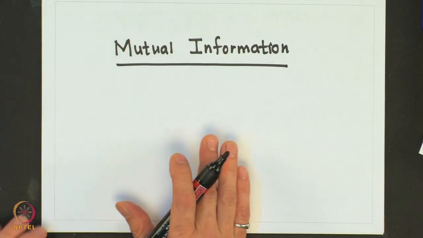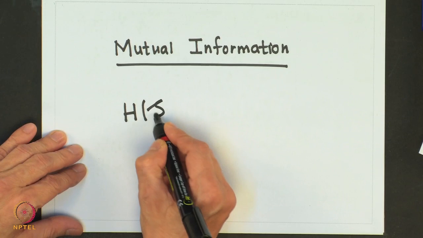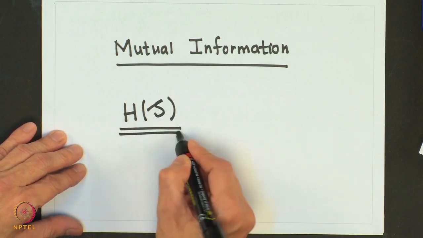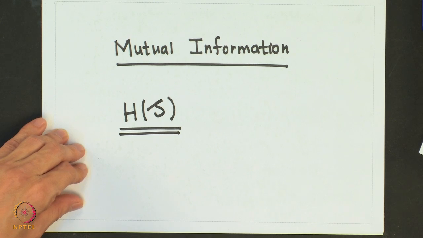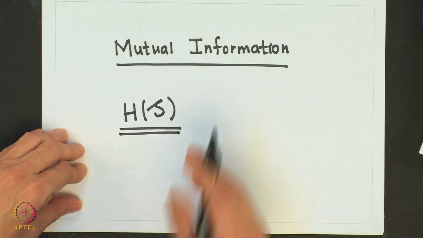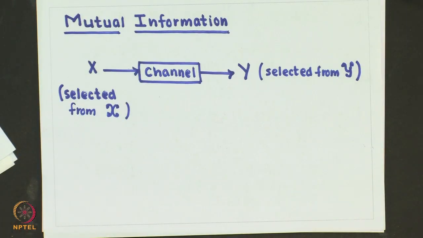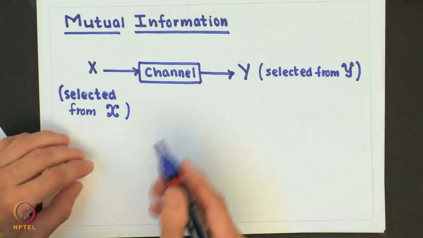Basically, it tells us what is the uncertainty of the input symbol after I have observed the output symbol. So, remember, before the transmission starts, the uncertainty about the input symbol is given by this quantity, that is the entropy of the source. And now I am interested to calculate what this uncertainty is after I observe the output. So, I have input to the channel X and output as Y.